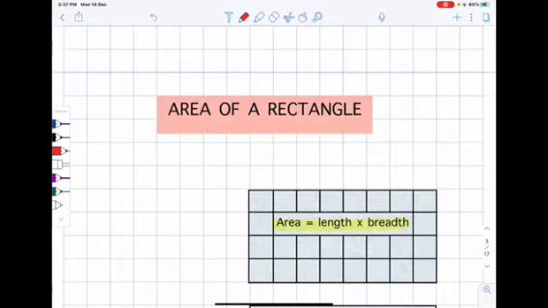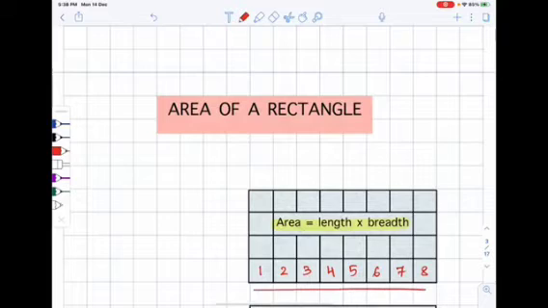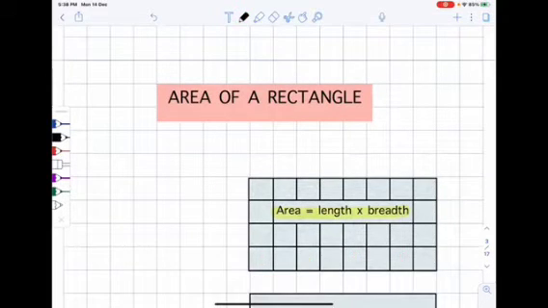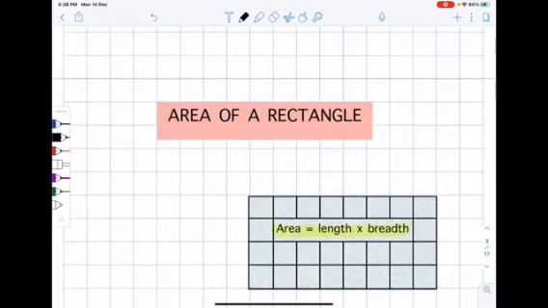In the earlier picture, we had numbered these blocks or squares as 1, 2, 3, 4, 5, 6, 7 and 8, correct? So this was labeled as the length. Now children, we'll have to number it to find out the exact length and the exact measurement of this rectangle.